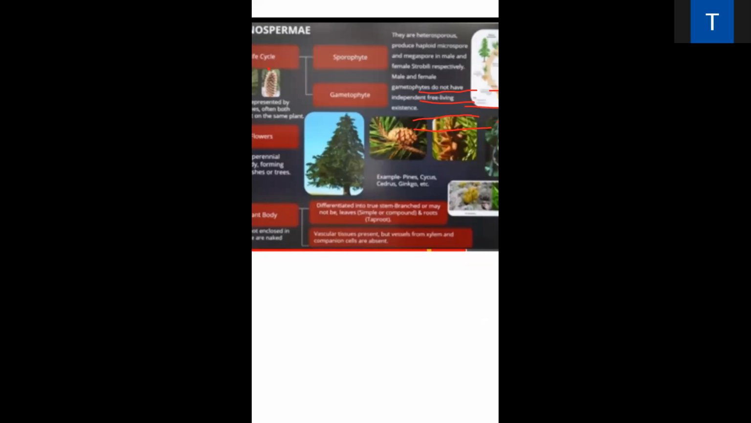Here is the division of the gymnosperms. Tomorrow we will discuss the life cycle of gymnosperms as well as angiosperms. Okay. Any problem?